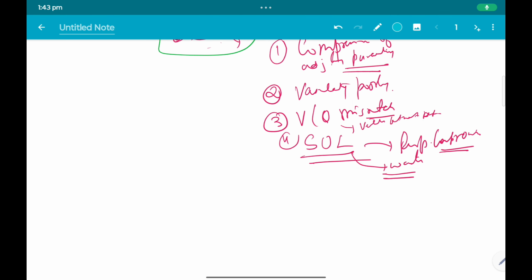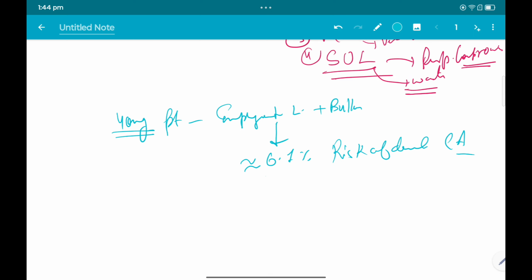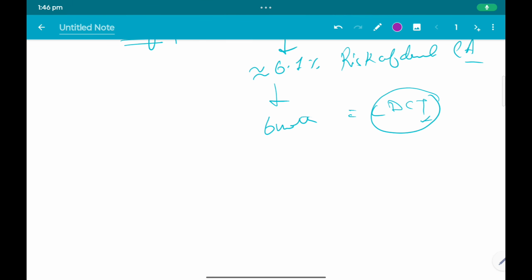Bulla is a cause of carcinoma lung. Okay, in a young patient, if there is emphysematous lung with bulla, there is approximately 6.1% risk of developing cancer. So, to exclude malignancy, you should follow a bullous patient every 6 months with a low dose CT scan. Okay. So, how will you evaluate a bullous patient?